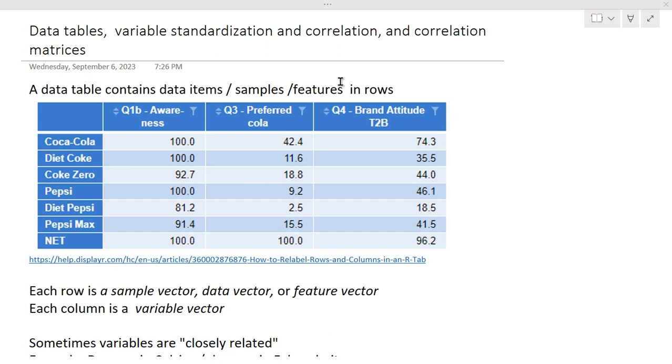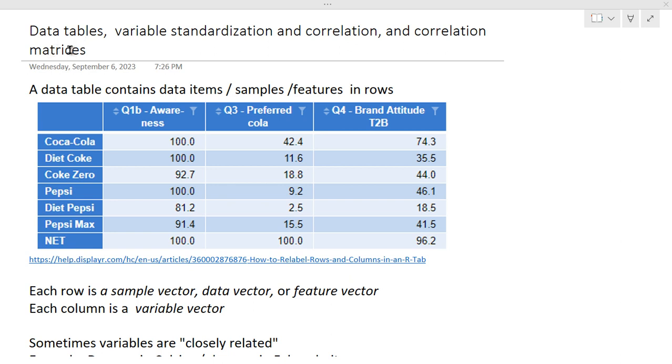Hello. In this video, I'm going to talk about data tables, variable standardization and correlation matrices. The idea is to introduce some concepts that help you understand your data better. I'm going to be using some concepts from the previous videos, in particular matrix multiplication, inner product and outer product. So if you don't know those concepts, please review the previous videos.